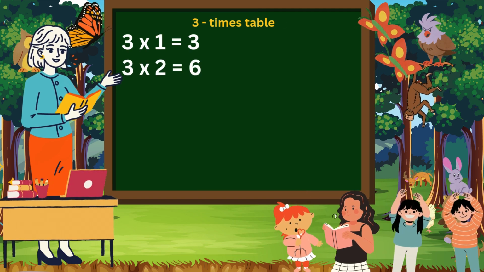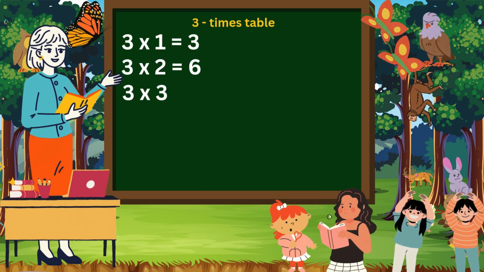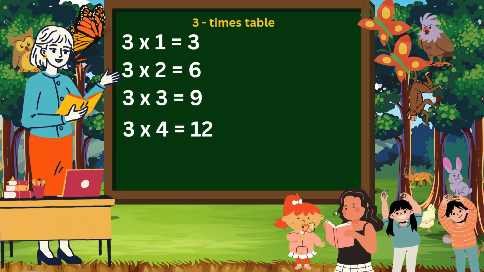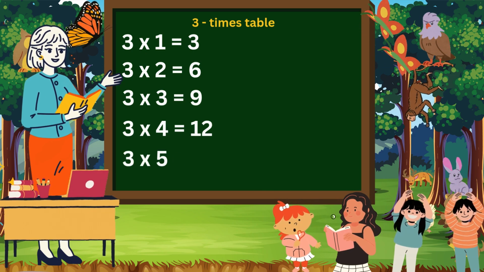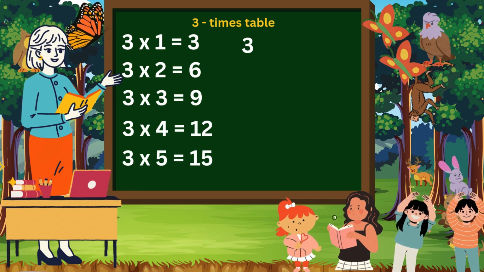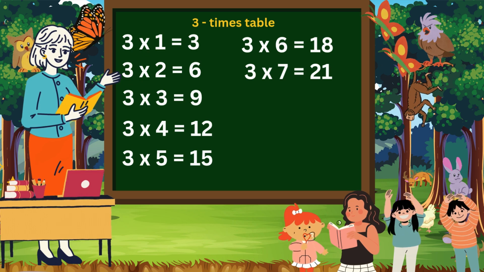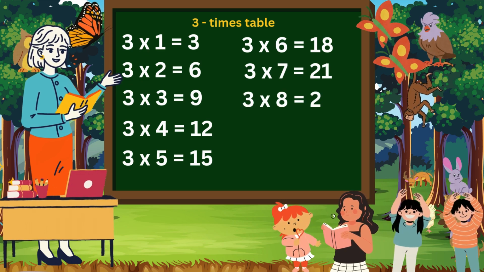Boom, boom. 3 twos are 6. Clap, clap. 3 threes are 9. Boom, boom. 3 fours are 12. Clap, clap. 3 fives are 15. Boom, boom. 3 sixes are 18. Clap, clap. 3 sevens are 21. Boom, boom. 3 eights are 24.